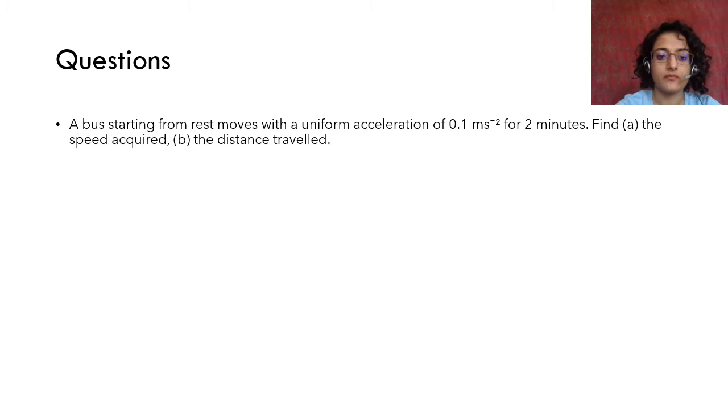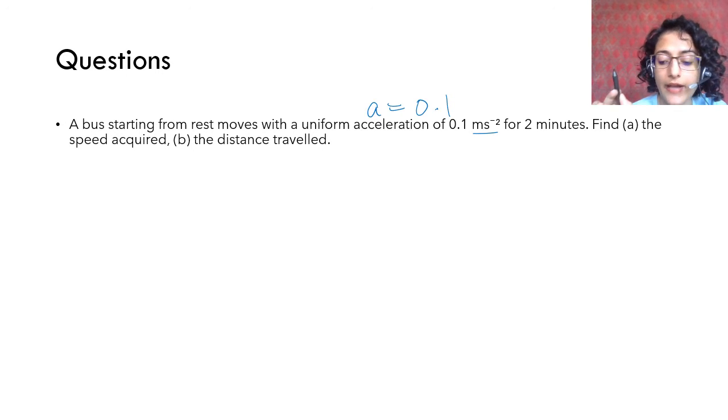Okay, so the first question is, a bus starting from rest moves with a uniform acceleration of 0.1 meter per second square for 2 minutes. Find the speed acquired and the distance traveled. Now what have we been given? Acceleration is 0.1 meter per second square, and time we have been given, right? What is time? 2 minutes.